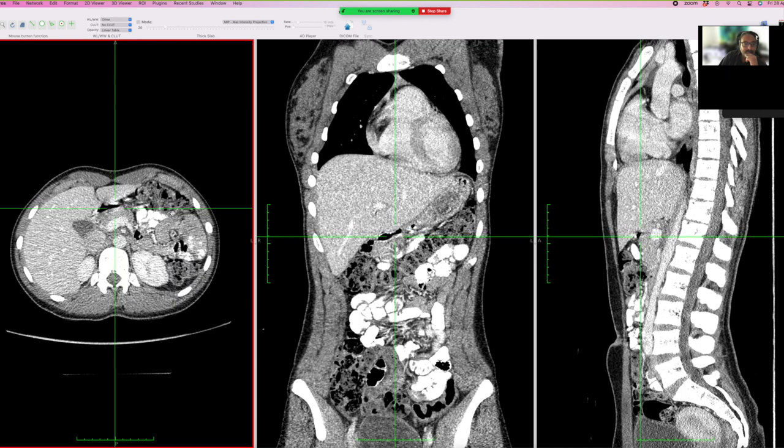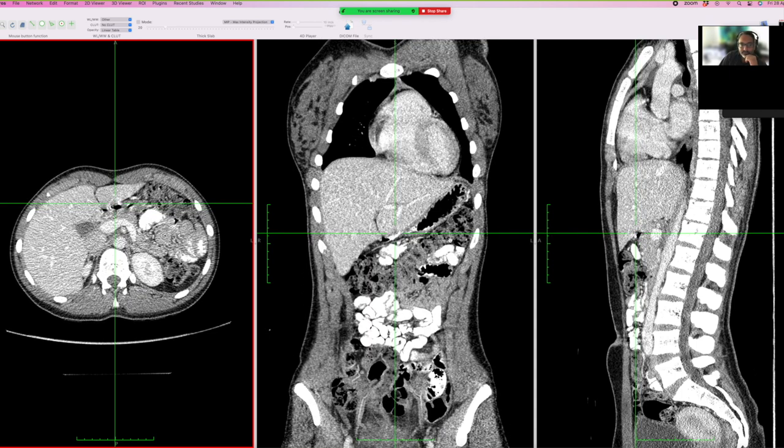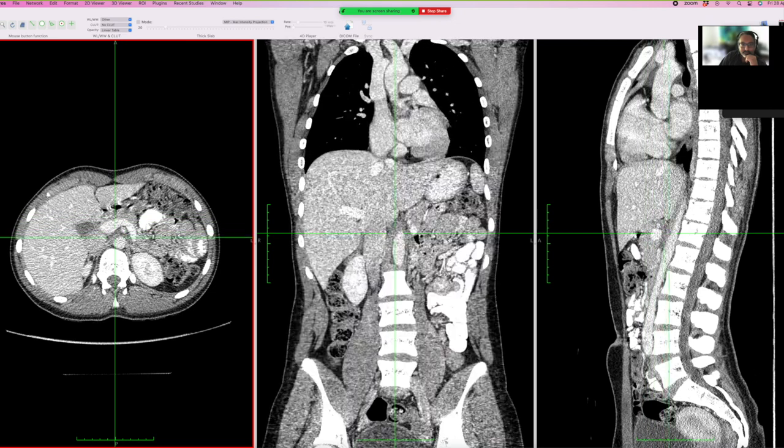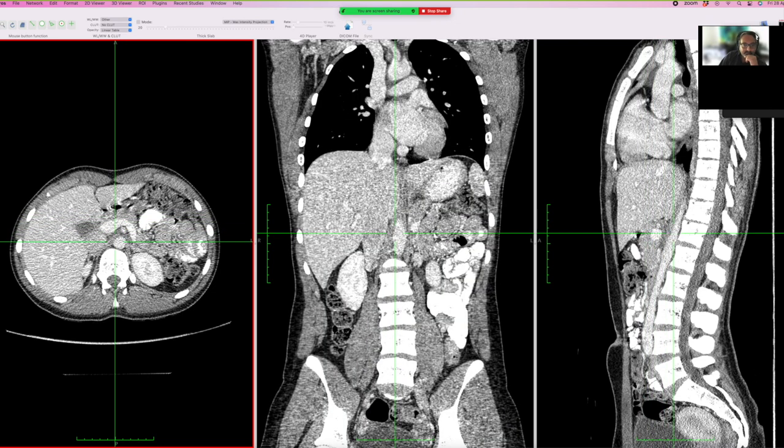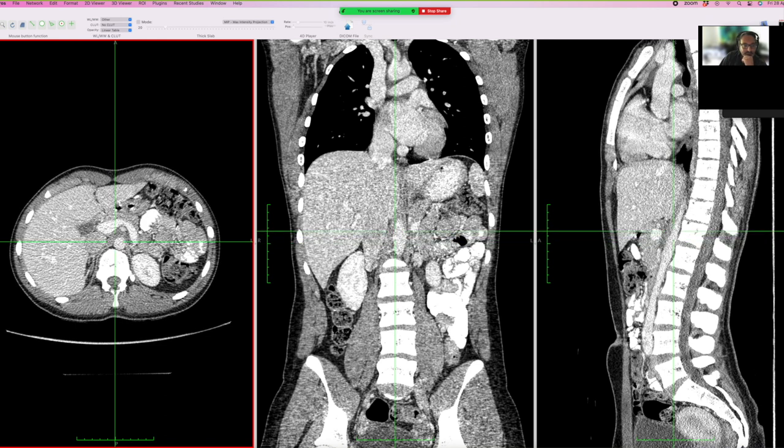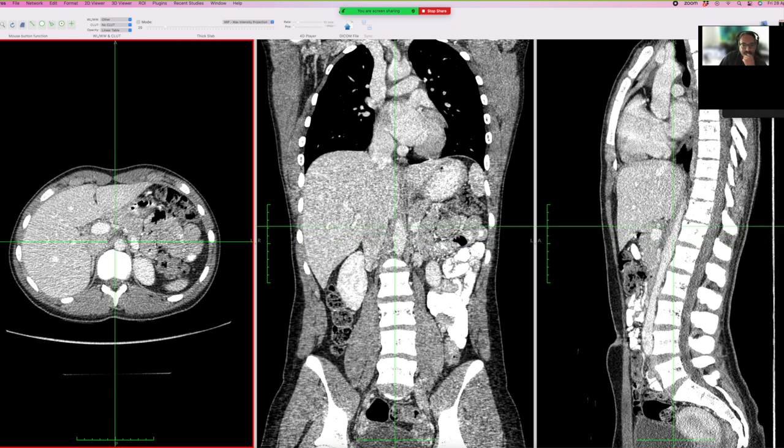So if I went deeper. Okay. Now we're here. And that is the jejunum. This is good. I think that covers most of it.